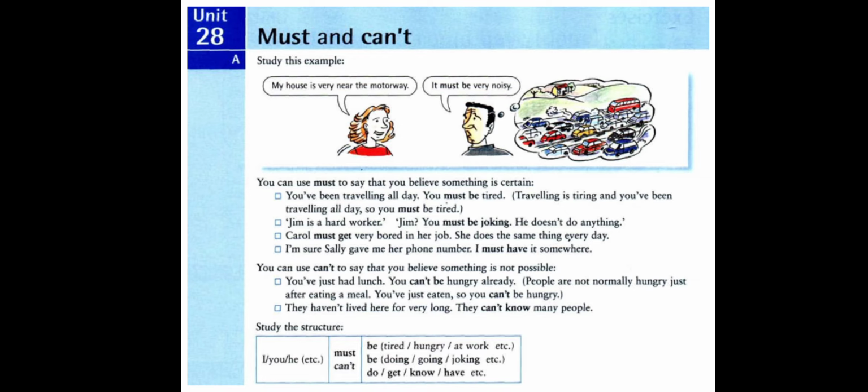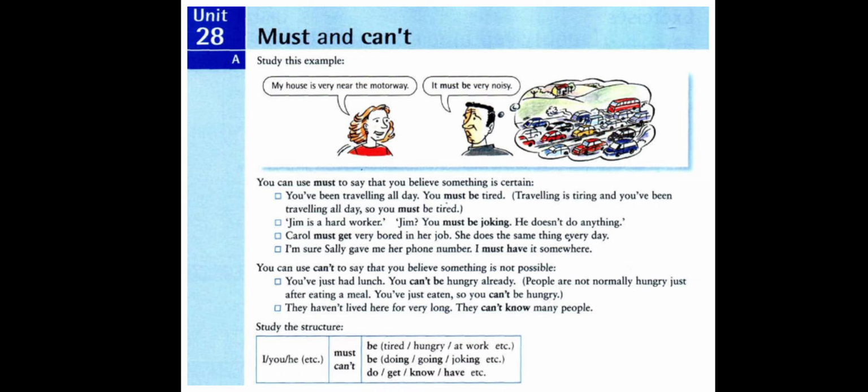You can use can't to say that you believe something is not possible. You express your inference, but it is a negative inference. To express that you believe something is not possible, you use can't instead of must. So it becomes can't. You don't say mustn't. We don't say mustn't here. We use can't instead of mustn't. So it becomes can't as negative.